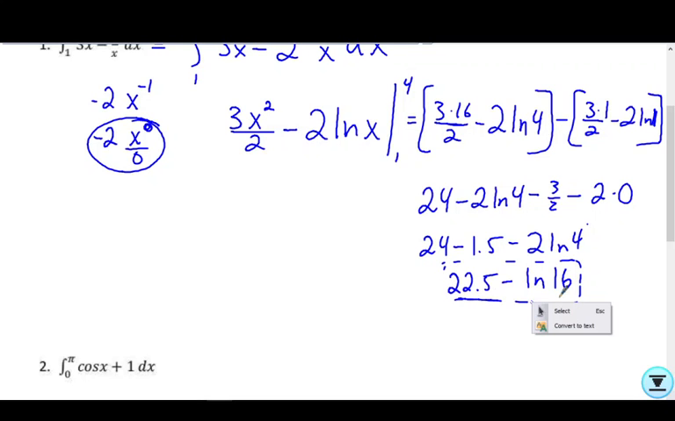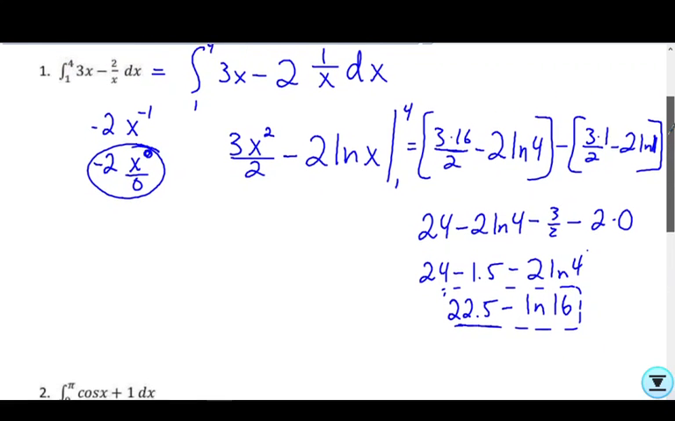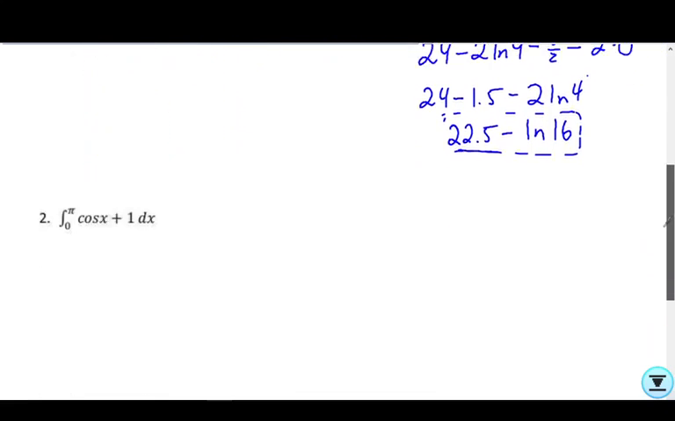Okay, so definite integrals, this is the area under this curve from 1 to 4. Really very simple. All right, second one, same thing. Is there any rewriting I can do? No, not really. So we're going to go straight to finding the antiderivative.